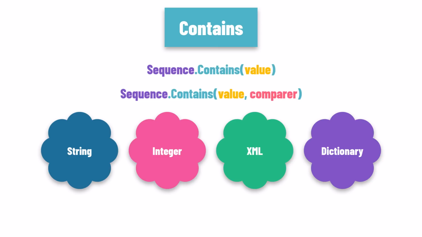Remember, the efficiency of Contains can vary depending on the type of collection, so it's important to choose the right data structure for your specific needs. As we have seen through various examples, Contains isn't just about finding if an item exists. It's also about leveraging this capability to filter and extract meaningful information from our data. That's all about the Contains method.